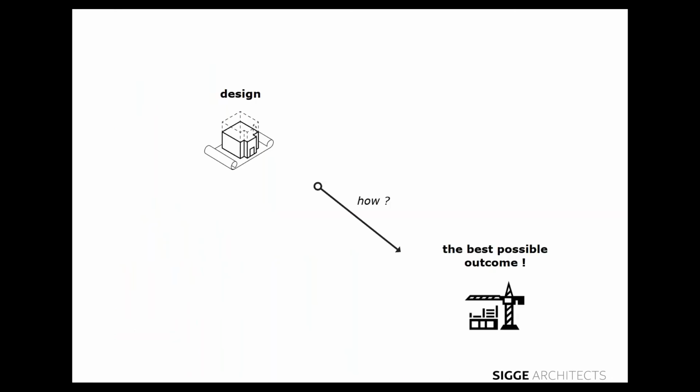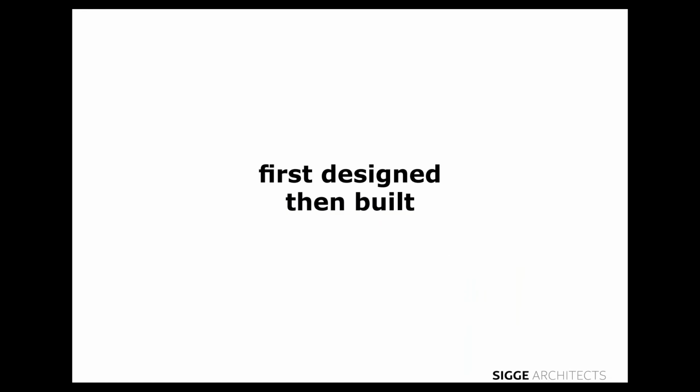So how is this possible? How can we be sure that the best design produces the best result on site, the best possible outcome? And the answer is simple. First, we design it, and after that, we build it. Working in a BIM project and working with Solibri requires that all the solutions are pre-considered. This sounds obvious, but it is not so easy in projects where the common goal is not set.